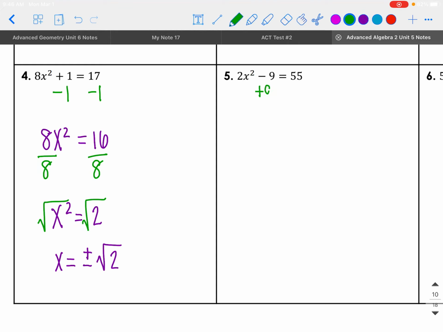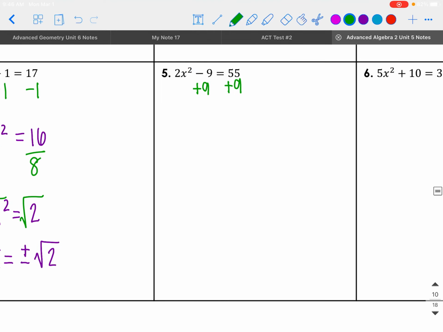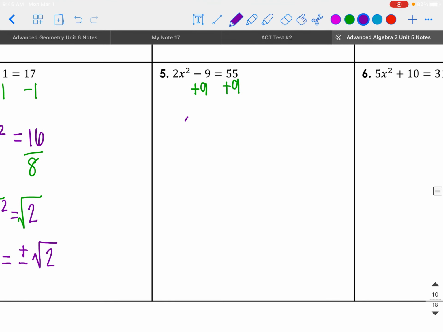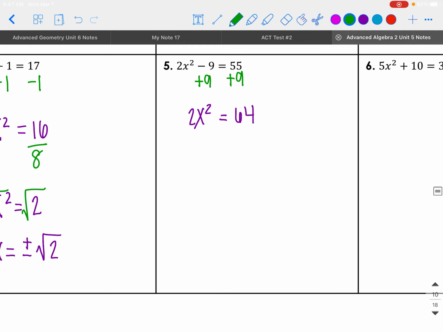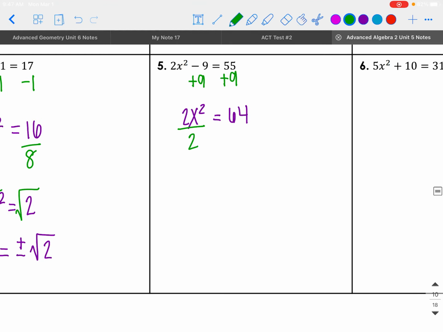Number 5, let's add 9 to both sides. 2x squared equals 64. Now you're going to be tempted to take the square root because that's a perfect square, but we have to divide by 2 first. To get x squared equals 32. And now when we go to take the square root, we're going to have to break it down because it's not a perfect square.